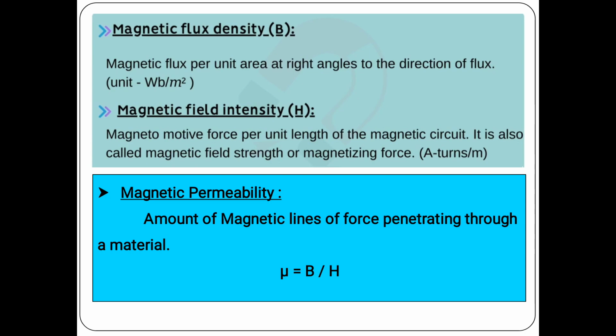Magnetic flux intensity. It is the magnetomotive force per unit length of the magnetic circuit. It is also called magnetic field strength or magnetizing force.